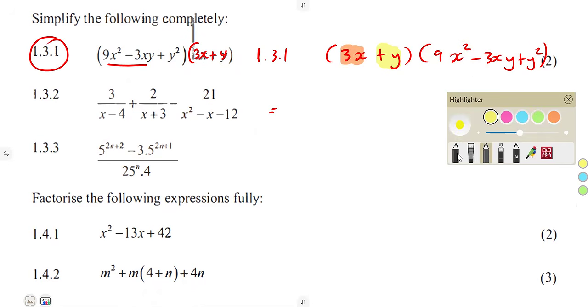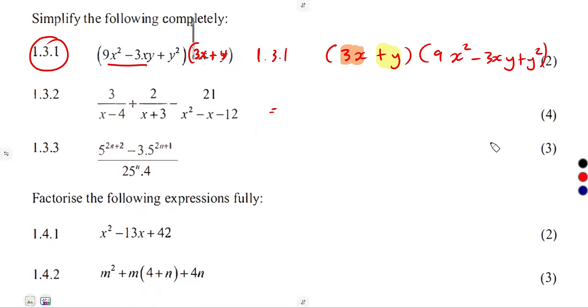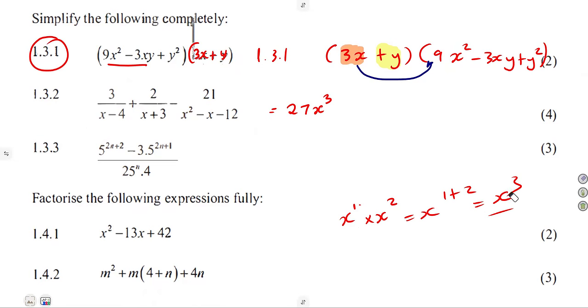All right, so let's start with our 3x. That's 3x times 9, which is going to give us 27, so we're going to have 27x to the exponent of 3. Take note, x times x squared: we are multiplying, so we add the exponents. It's going to be x to the exponent of 1 plus 2, which is x to the exponent of 3.